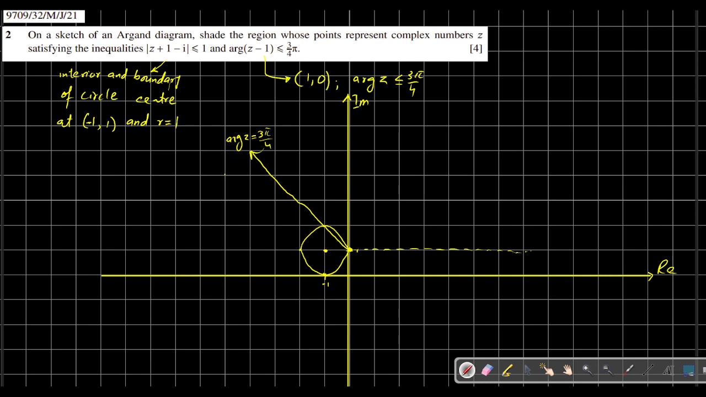So since we have to shade the common region satisfied by these two inequalities, all the points which lie in this segment satisfy the given two inequalities. So this shaded region is basically the solution of the given two inequalities.